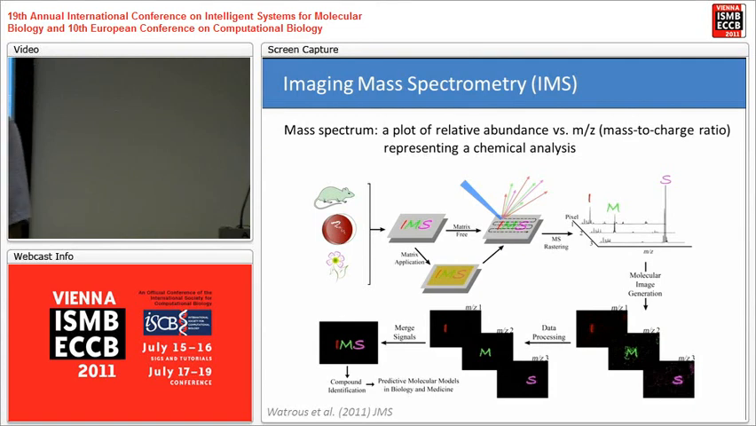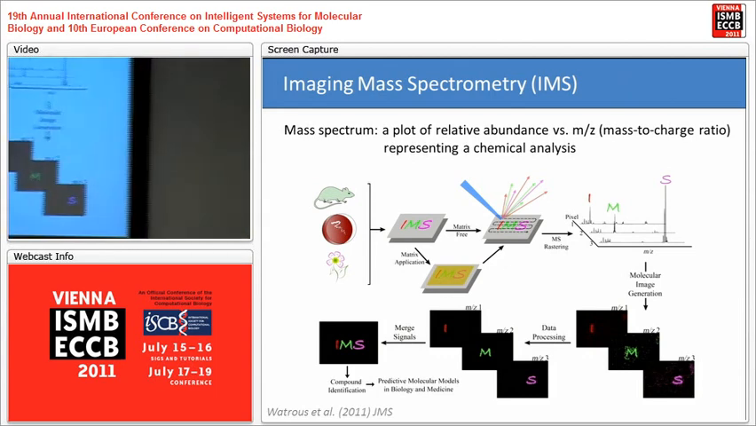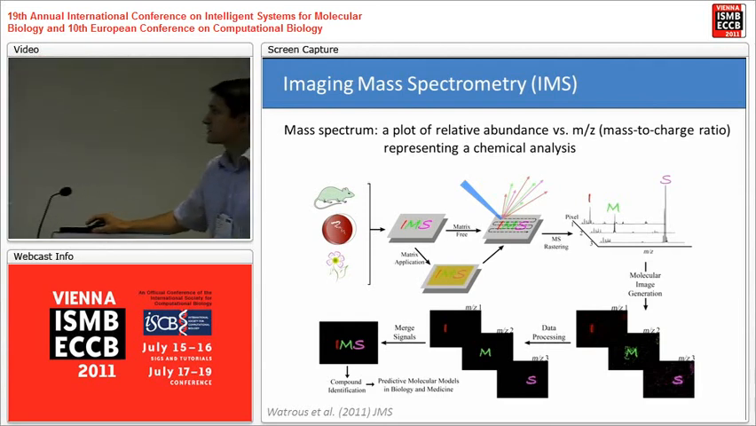Mass spectrometry is a bioanalytical or analytical chemistry technology which, given a sample, produces a mass spectrum. A mass spectrum is in fact a plot of relative abundance versus mass to charge ratio, and it represents the chemical compounds in your sample. These are some examples of mass spectra, and if you see a high peak, a high relative abundance for this mass over charge ratio, that means you might have a lot of proteins with this mass over charge ratio, or just molecular mass, in your sample.